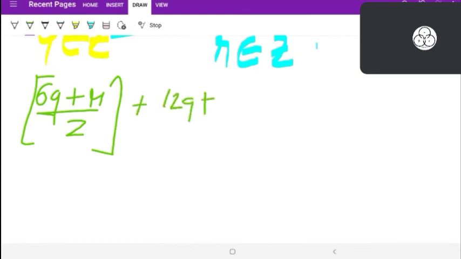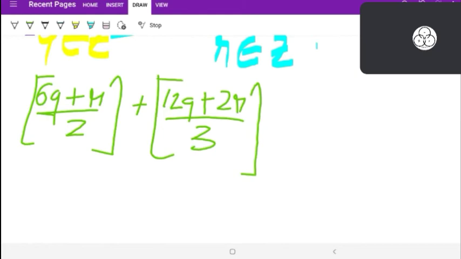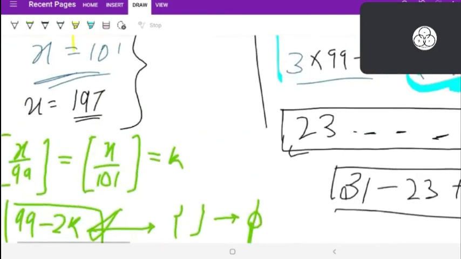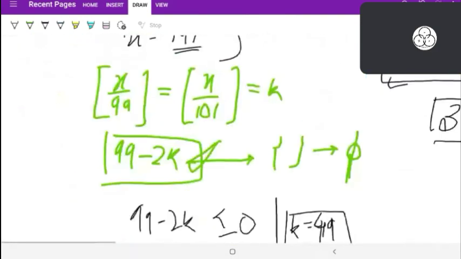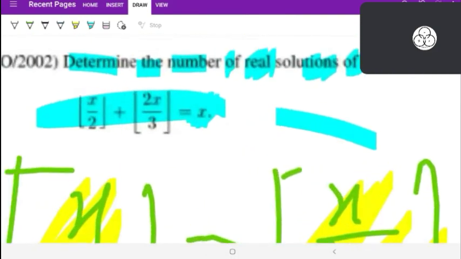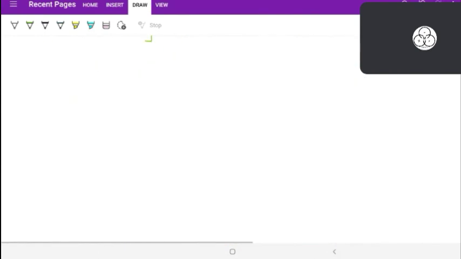(12q plus 2r) over 3 equals 6q plus r. Let me just see, am I correct or wrong? Yes, I'm correct.